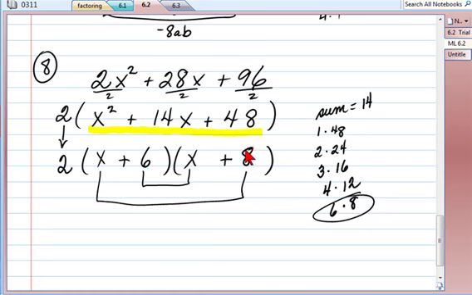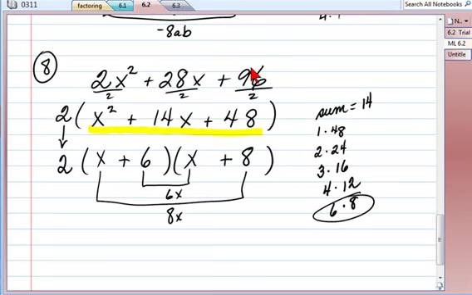So 48 had a lot of choices, and it was the last one that worked. 6 and 8. Now, to check this problem fully, it would take 2 steps to check it. First of all, I would check with FOIL. X times x is x squared. The outer product is 8x. The inner product is 6x. Those add up to be 14x. And the product of the last is 48. To fully check it, then I would distribute 2 and get 2x squared. 2 times 14x, 28x. 2 times 48, 96. It took 2 steps to factor it. It would take 2 steps to check it, if you were so inclined to check it.